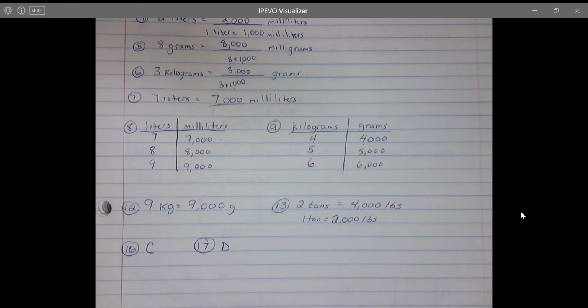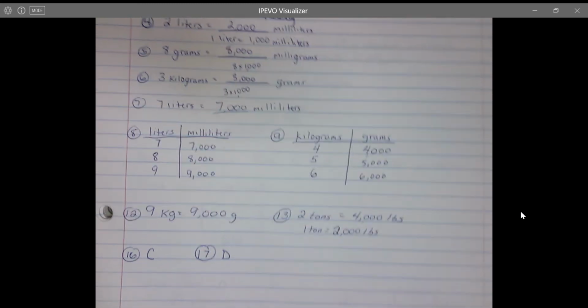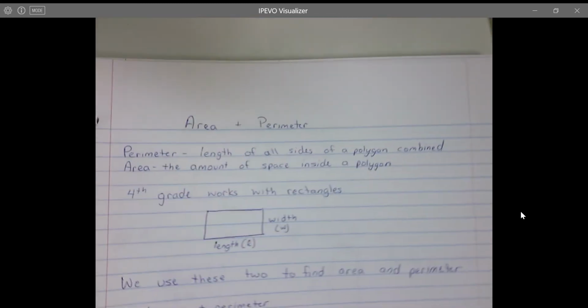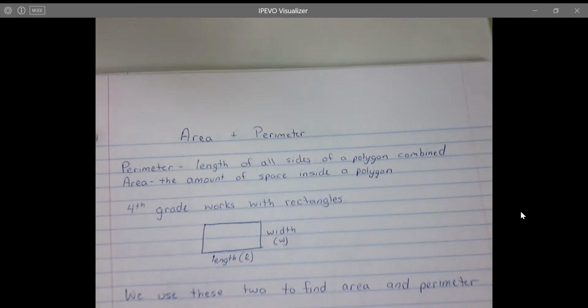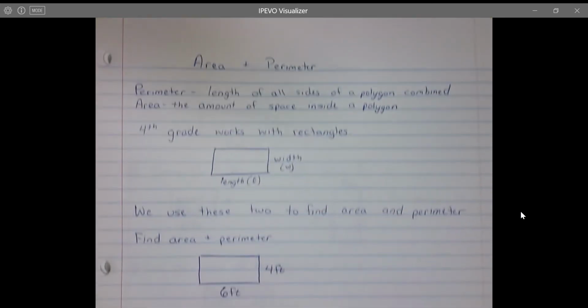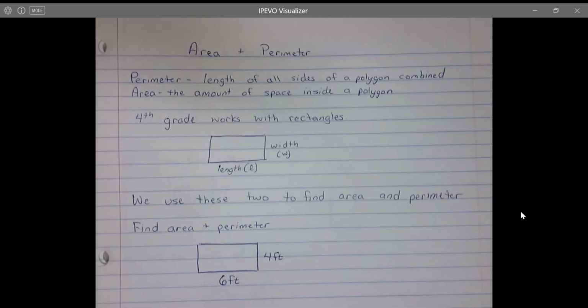All right, so we're going to be moving out of these conversions. We're going to move on to our next topic, which is area and perimeter. So they should be familiar terms, but we're going to be doing it a little differently now. We're actually going to be using a formula. So just quick definitions. Perimeter is the lengths of all sides of a polygon combined. So we're adding all the sides, the lengths of all the sides together.